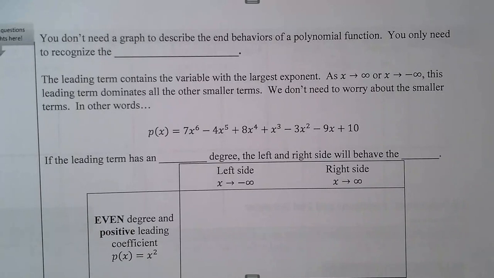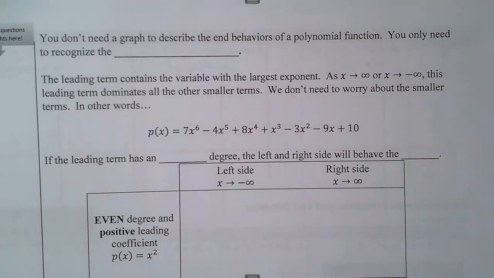You don't need a graph to describe end behaviors. You only need to recognize what? So you look at the what? If it's positive or negative? Okay, and the exponent. I heard somebody say exponent.